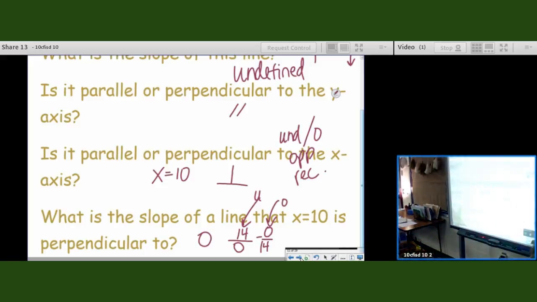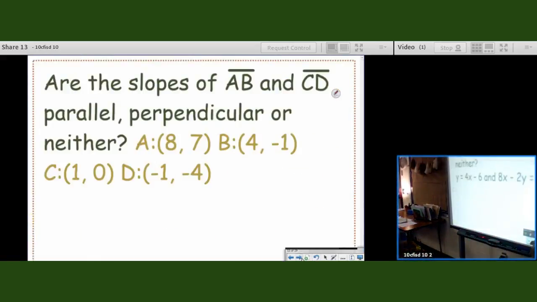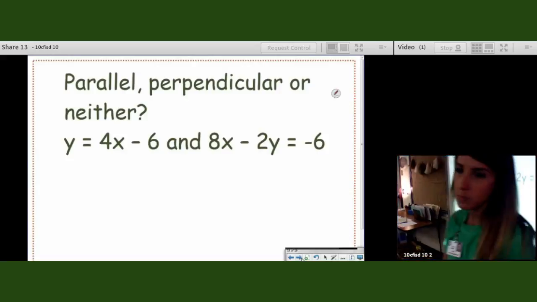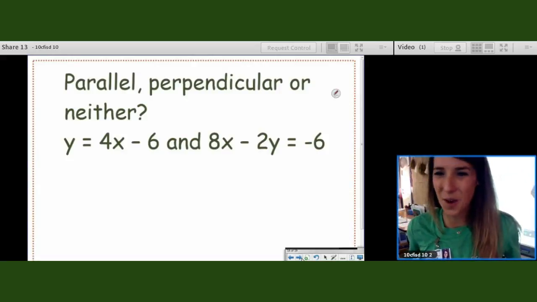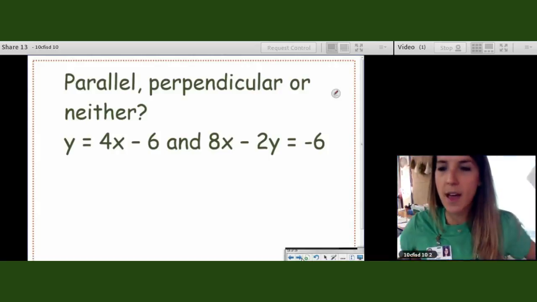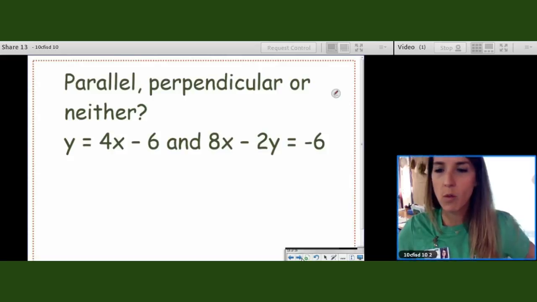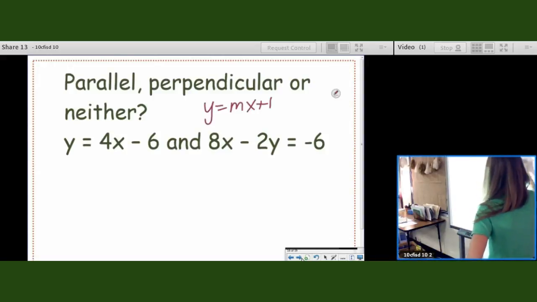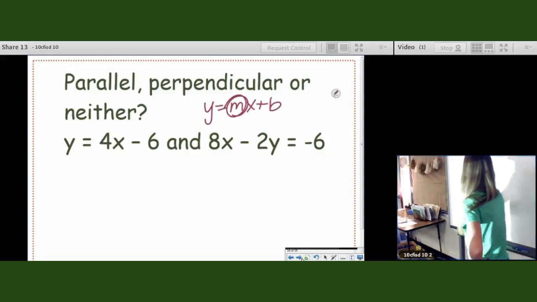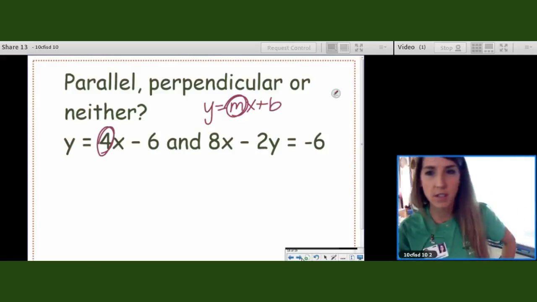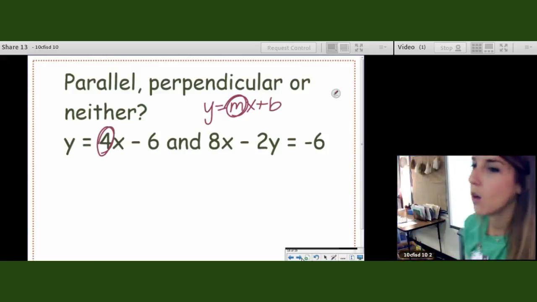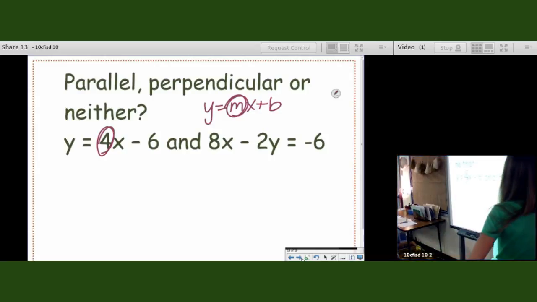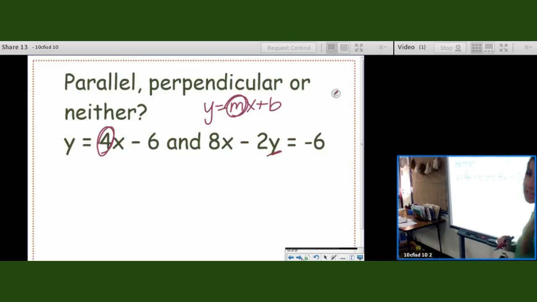Okay, we have one more, and then we need to take our quiz. I want you to do this one. You're going to do a lot more of this on your homework, but I just wanted to make sure you saw one in the lesson. Parallel, perpendicular, or neither. So what we need to find is their slopes. We locate slopes the easiest when they're in y equals mx plus b form, where m is the slope. So on that first equation, done. Slope is 4. Now, on the second equation, we need to solve for y, or we can't do anything.